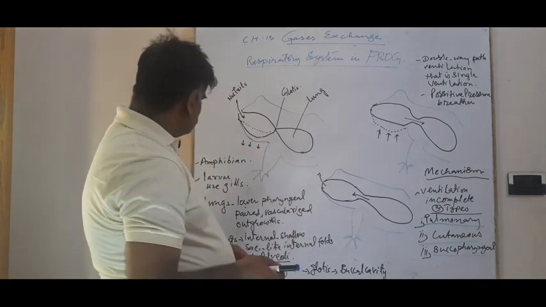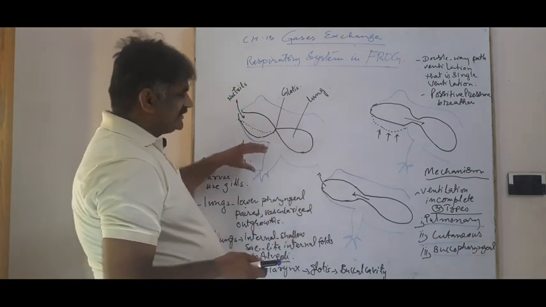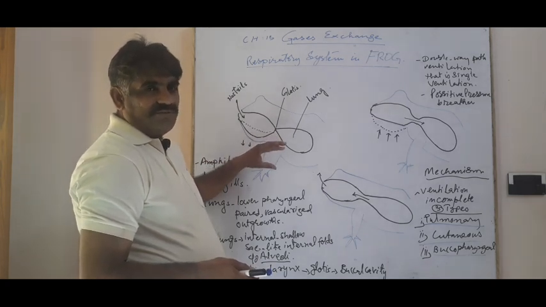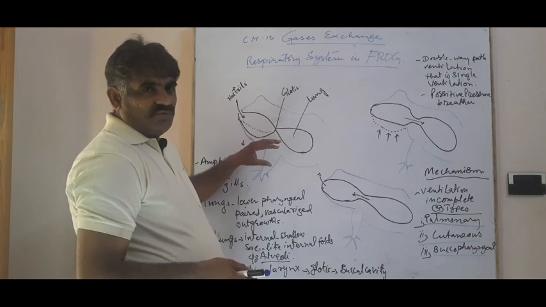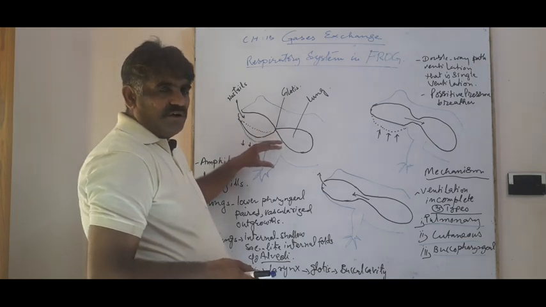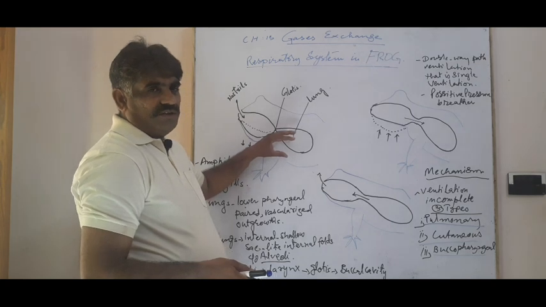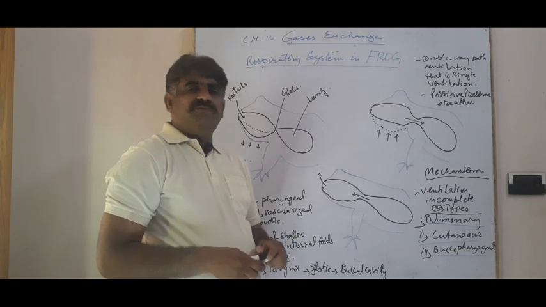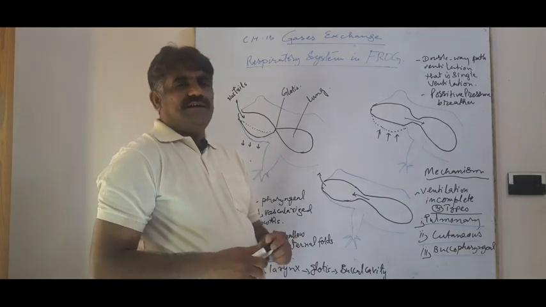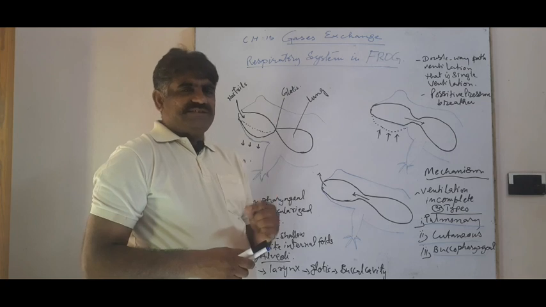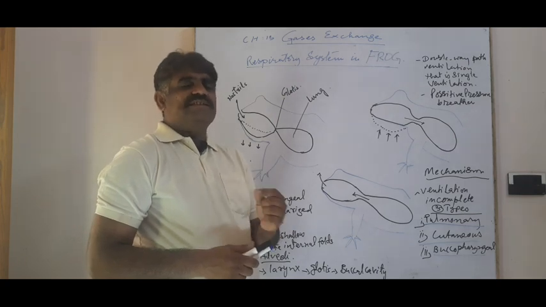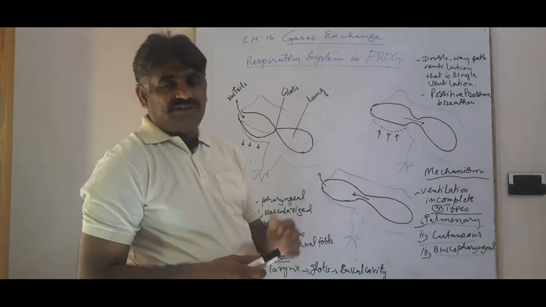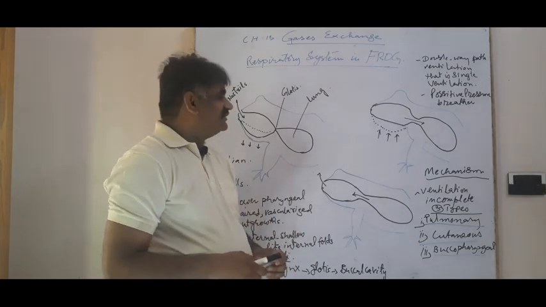Now see how this frog respires through lungs. So we have to understand the mechanism of breathing of frog. Now you see, from the breathing point of view, frog uses positive pressure. Means it is a positive pressure breather. How is it a positive pressure breather? We have to discuss this.